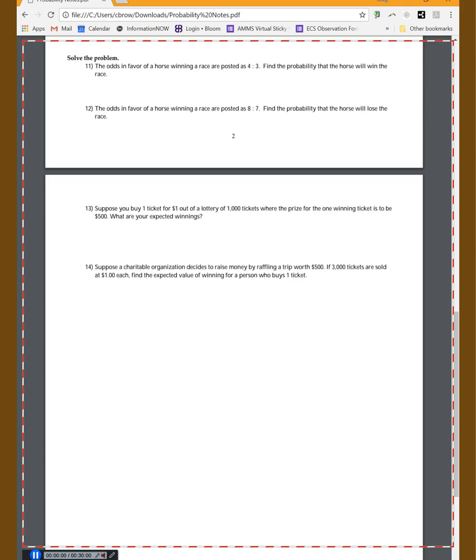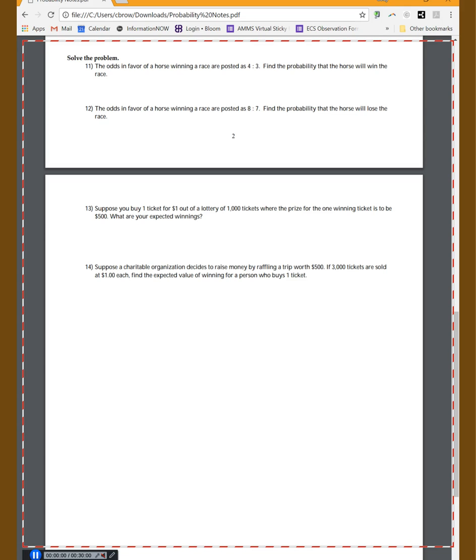Alright, so looking at number 11, number 12, it says the odds in favor of a horse winning a race are posted as 4 to 3. Find the probability that the horse will win the race. Okay, now to calculate this, there's really not a whole lot of math that we can do. It's just basically having to understand how odds are created.